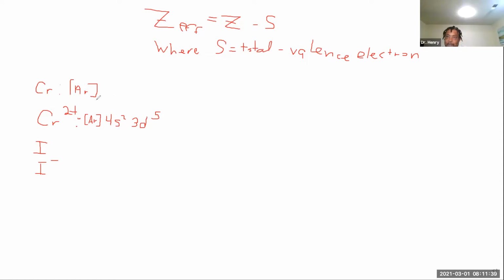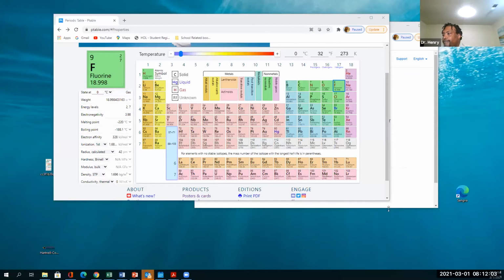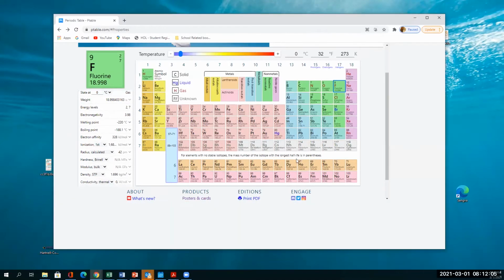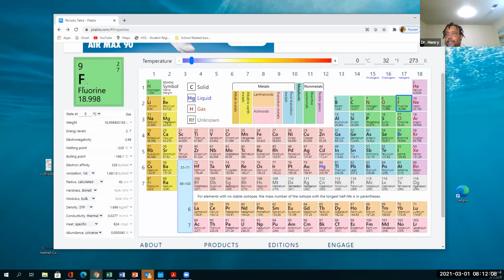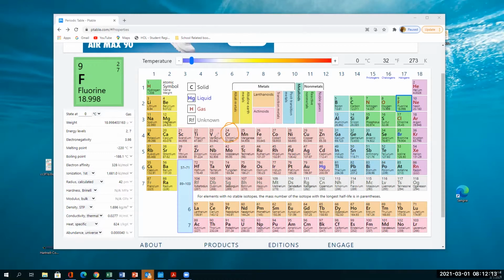Okay, so let's talk about chromium first. So if we look at chromium, where is chromium located on the periodic table? Let me pull up transition metals. Can you see my periodic table? Yeah. Okay, chromium is right here. So 1, 2, 3, 4. So the halfway mark is right here.